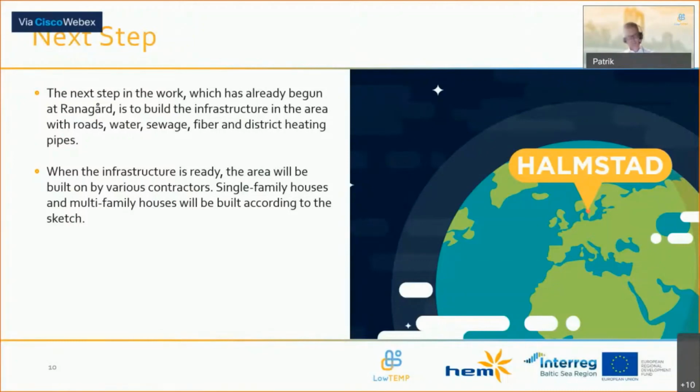city like Halmstad to use new technique, to develop new technique, to be a part of a greater European project, and even lead the work and the construction all the way to the fact that we are moving into new houses with this technique.